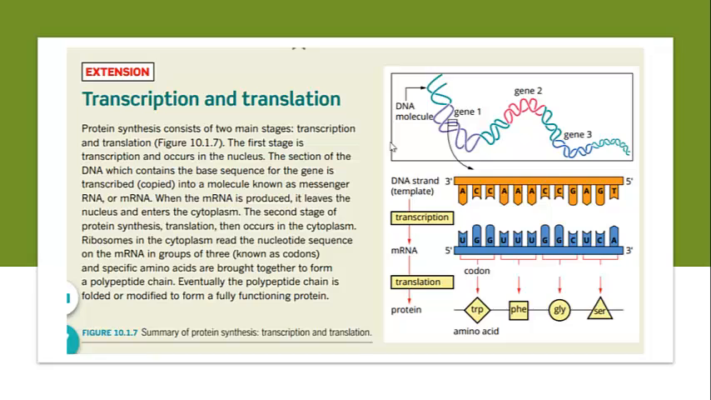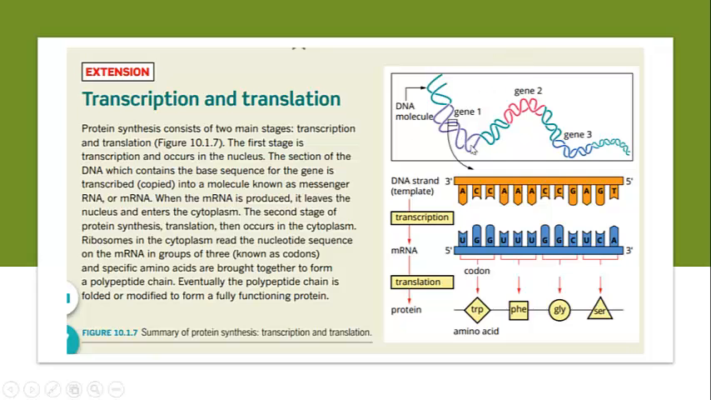This is the last little section for DNA structure. Transcription and translation is something that you'll do in units 3 and 4, but it's always good to have a bigger picture of where you're going with this. So protein synthesis consists of 2 main stages, transcription and translation. The first stage is transcription and occurs in the nucleus of the cell.